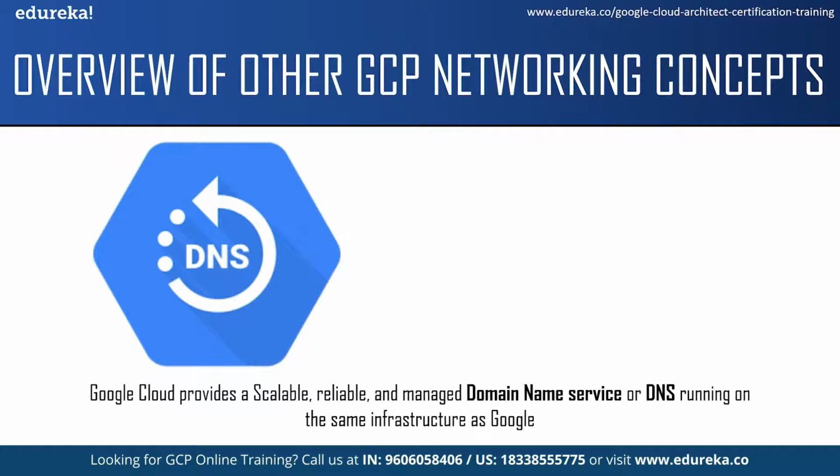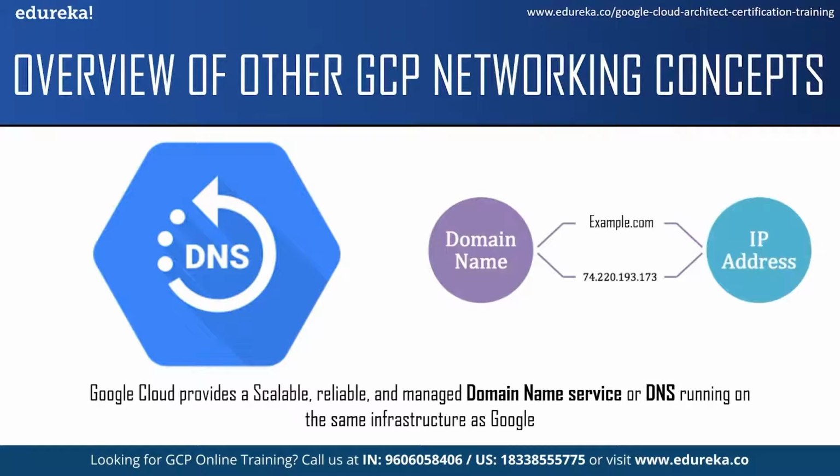Google Cloud provides a scalable, reliable, and managed domain name service or DNS running on the same infrastructure as that of Google. But before we get into Cloud DNS, let us understand what DNS is. So DNS is a hierarchically distributed database that lets you store IP addresses and other data and look them up by names. In other words, DNS is a directory of easily readable domain names that translate to numerical IP addresses which are used by computers to communicate with each other.